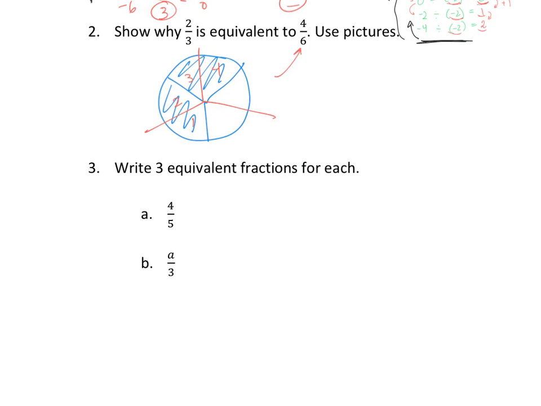For part 3, you want to write 3 equivalent fractions for each. There's lots of different answers that you could have on this one. I'd really start by just doubling because I like to double. So I know that 4 times 2 should be over 5 times 2. As long as these numbers are the same, we're creating a new fraction. So we have 8/10 is equivalent.